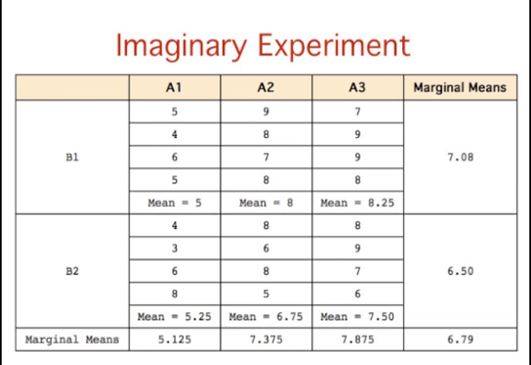Here we see the data from an imaginary experiment. Notice that the factor A has 3 levels and the factor B has 2 levels. In an analysis of variance of these data, the main effect of A is significant, reflecting the fact that the marginal means of the 3 levels of A are quite different.